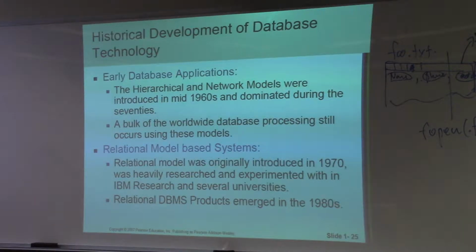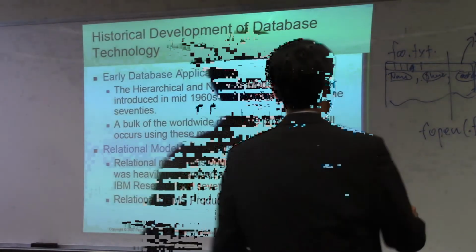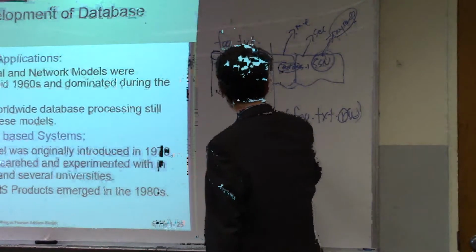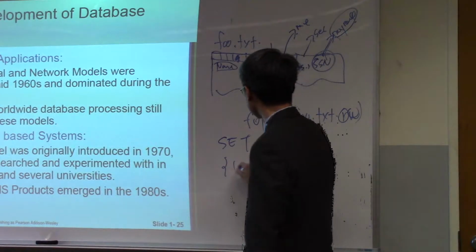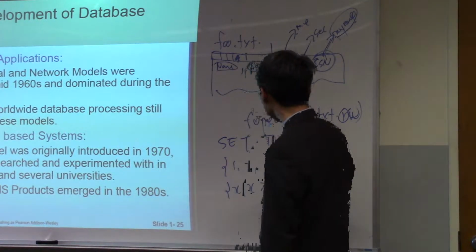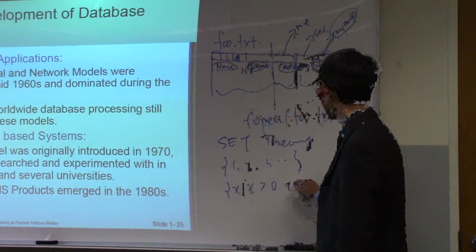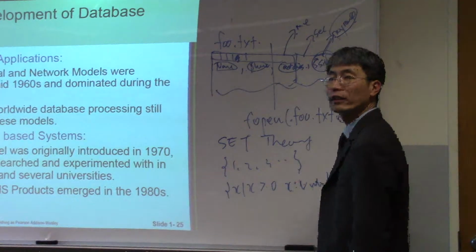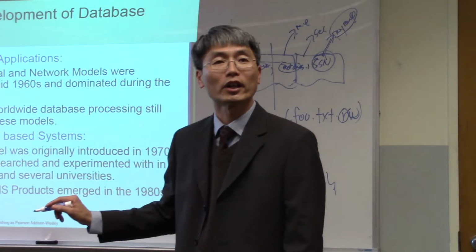It's mathematics. Because the relational database model is almost close to mathematics, not statistics. It's set theory. You know the set? Set theory, like this one. Right? Or sometimes {x | x > 0 and x is a natural number}, something like that. Right? So this is set theory.